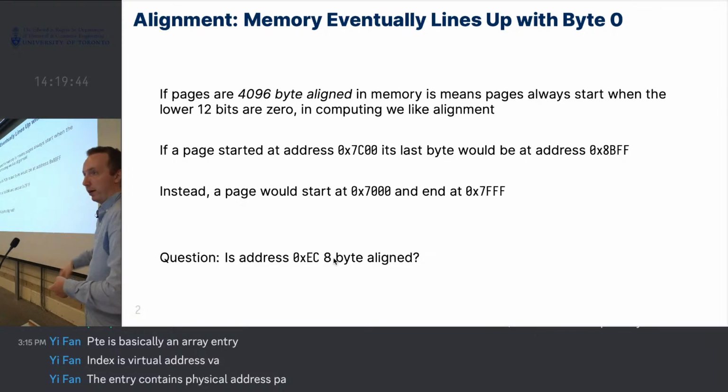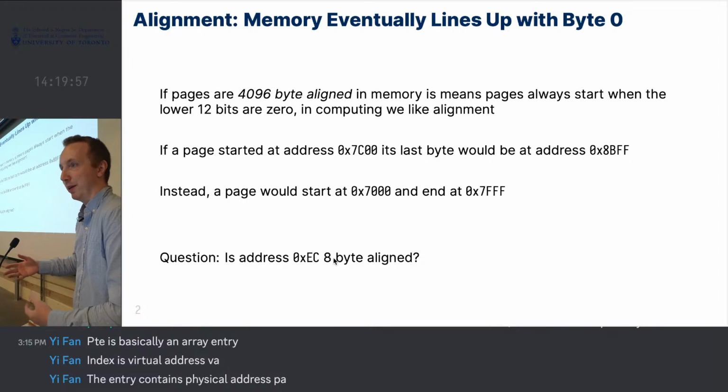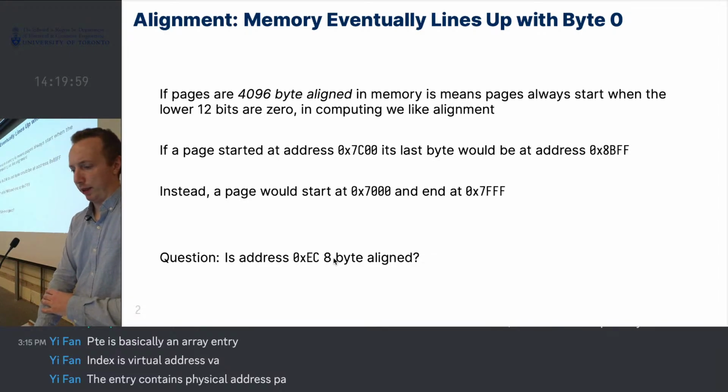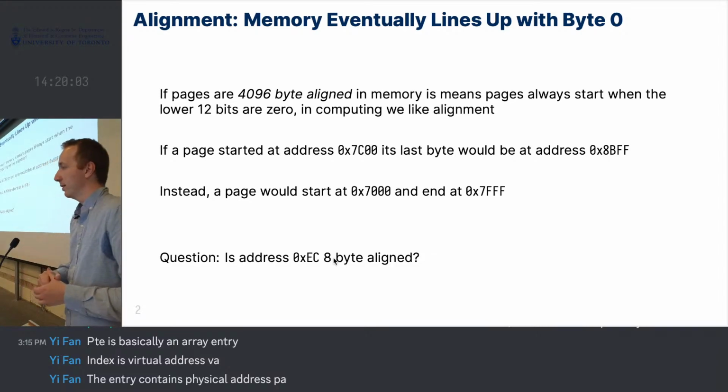So if it's 4-byte aligned, it would end with a 0, a 4, an 8, or a C. So 4 things. Any questions about alignment? It just makes our life a lot easier. We don't have to do any weird computation or fiddle with anything. Computers love alignment. Why is alignment so good?